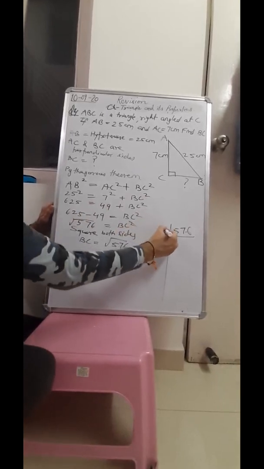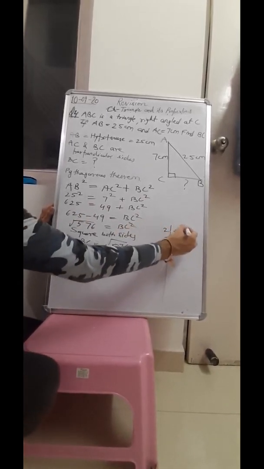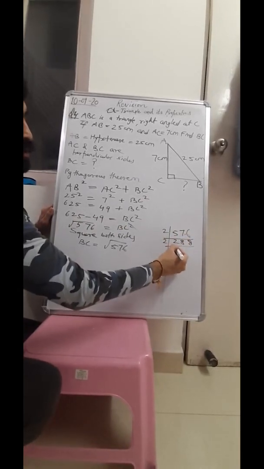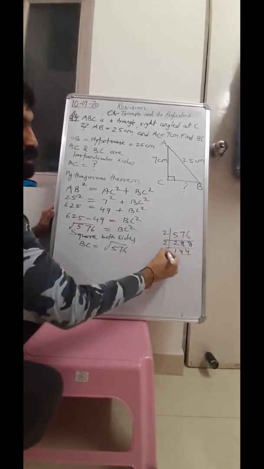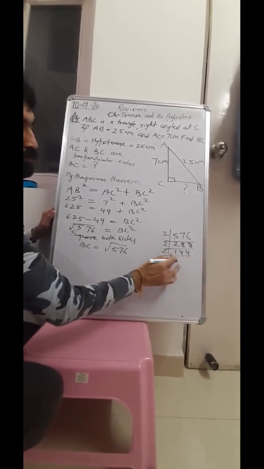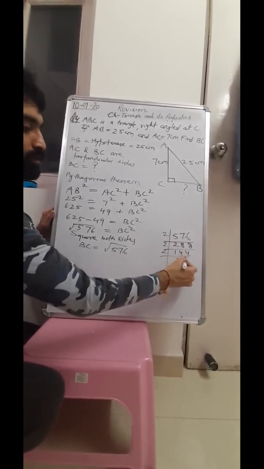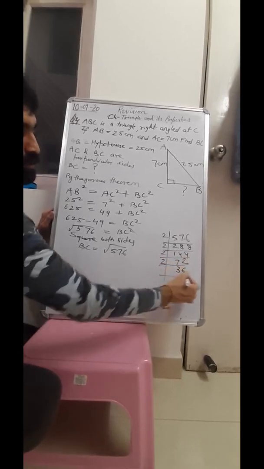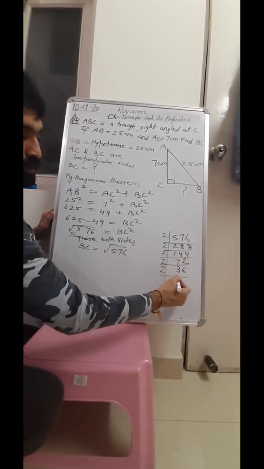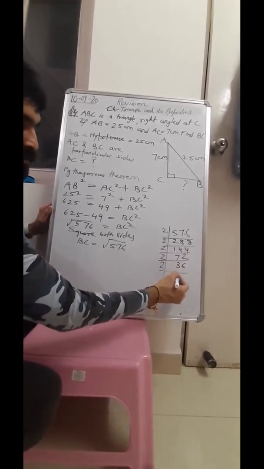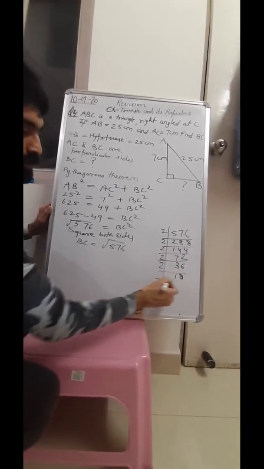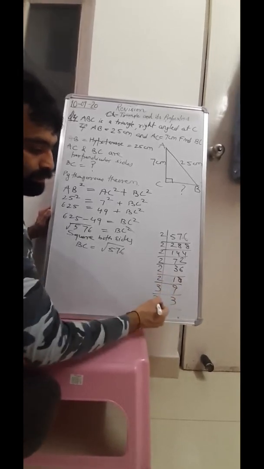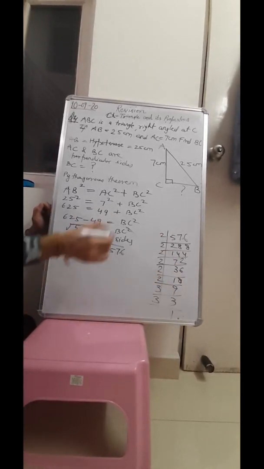So we are going to use the prime factorization method for 576. So this will come in the table of 2. 2 fours are 8, 2 sevens are 14, 2 twos are 4, so this gives 288. Again by 2, this will come 144. Again by 2, this will be 72. Again by 2, this will be 36. When you divide this, you will get 18. Again by 2, 9, then 3 and 3. So now this number is finished.